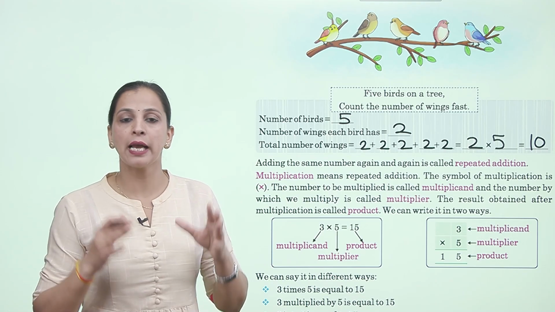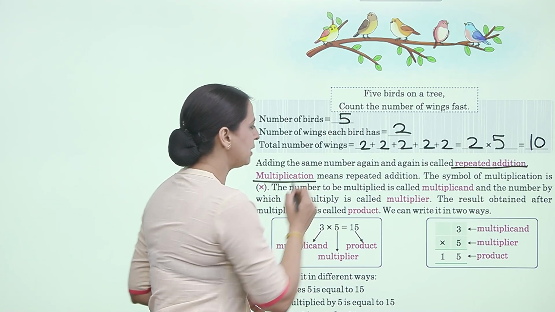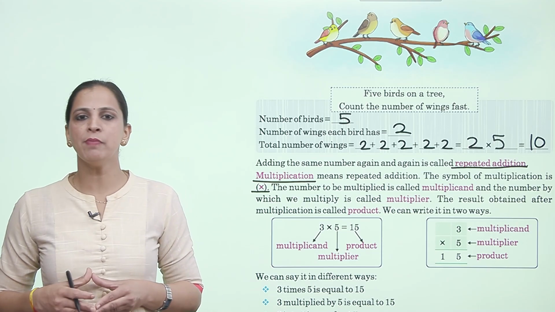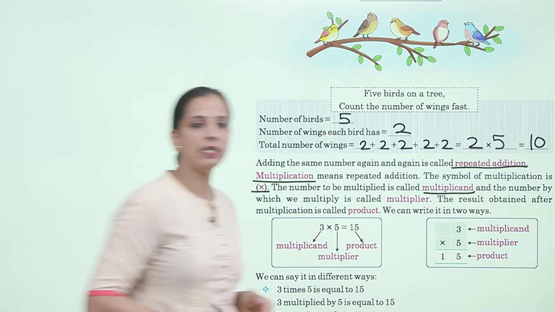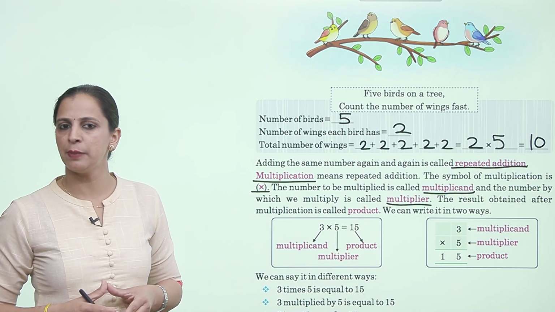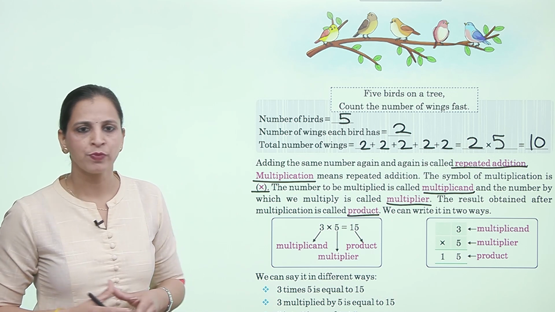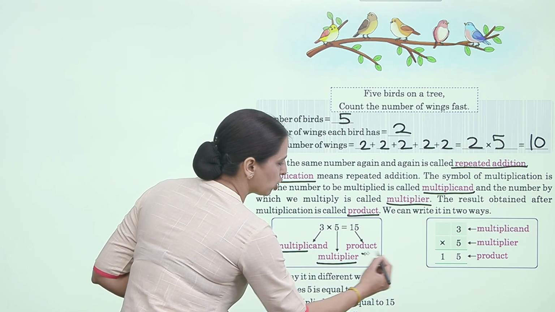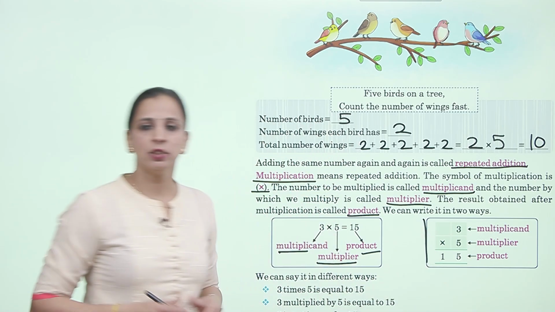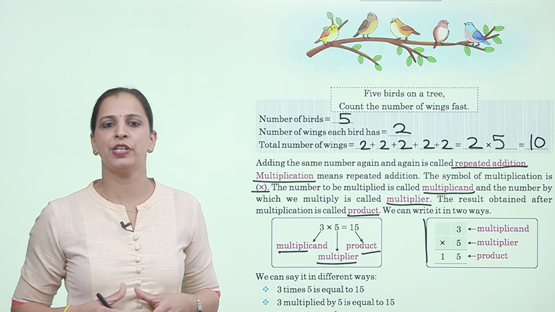Adding the same number again and again is called repeated addition. Multiplication means repeated addition. The symbol of multiplication is this. The number to be multiplied is called multiplicand and the number by which we multiply is called multiplier. The result obtained after multiplication is called product. We write it in 2 ways. Multiplicand multiply by multiplier is equals to product. That is 3 multiply by 5 is equals to 15, or column form में 3 multiply by 5 that is 15. 3 is multiplicand, 5 is multiplier and 15 is the product.